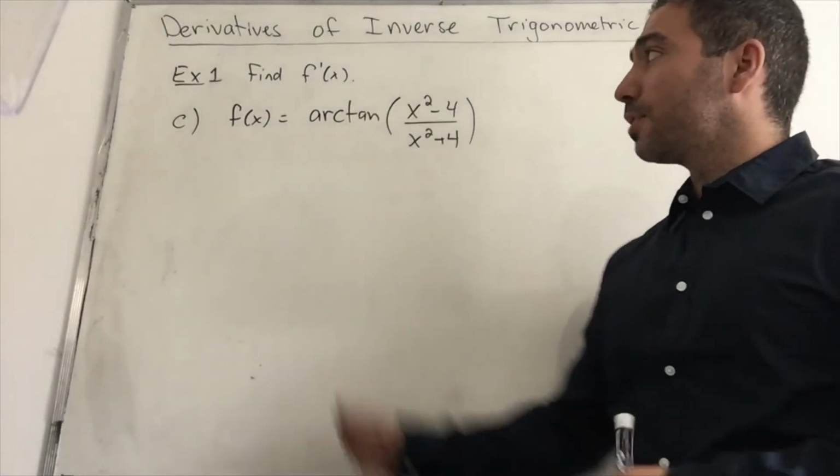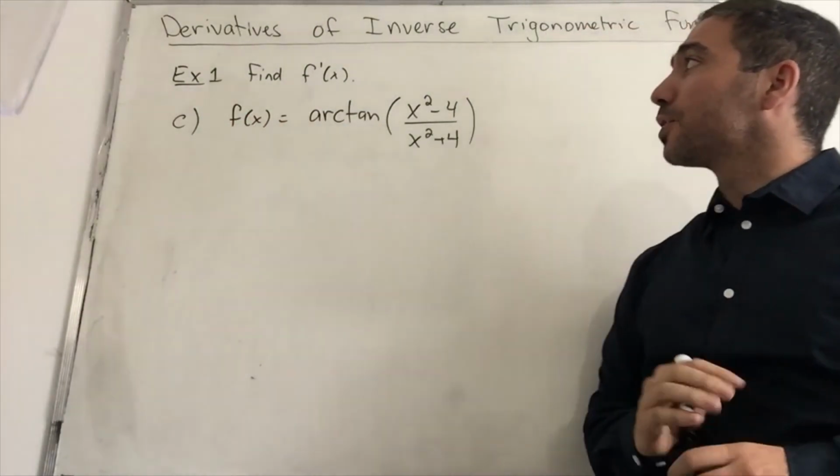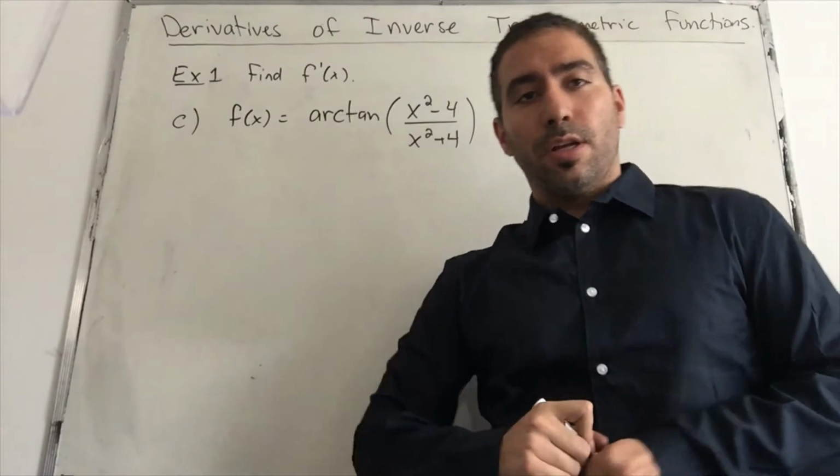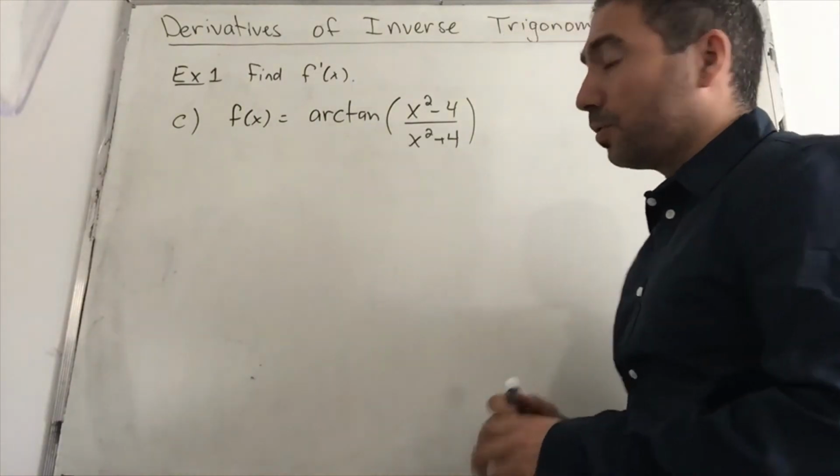So in this example here, we're asked to find the derivative of f of x equals arctan of x squared minus 4 divided by x squared plus 4. So I'll give you an opportunity to pause the video, try this on your own.